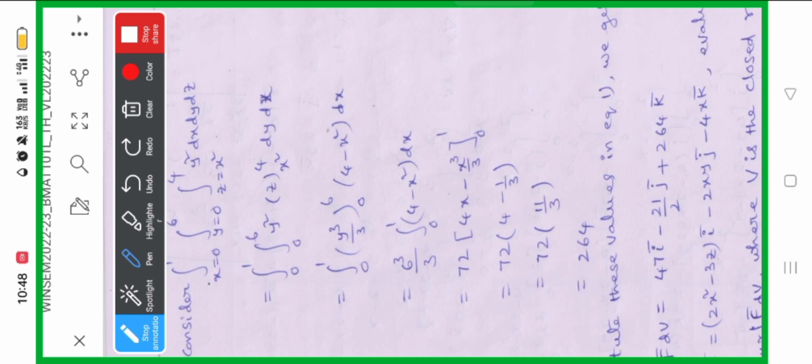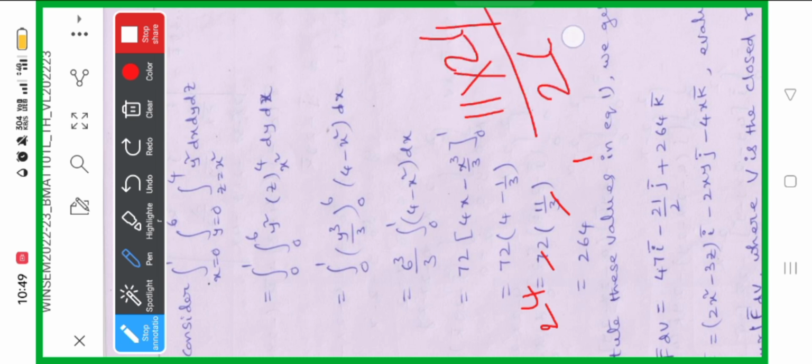Now you can simplify here. 3 ones are 3, 3 2s are 6 and 3 4s are 12. Okay. 3 2s are 6, 1 is there, 3 4s are 12. Now 11 into 24. 24 ones are 24. Again 24 ones are 24. So it is 264.